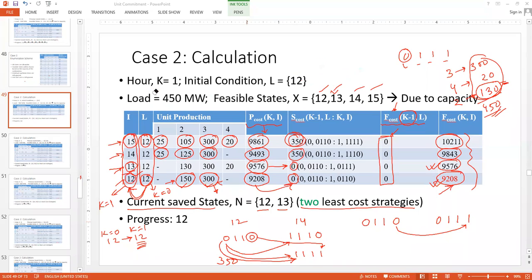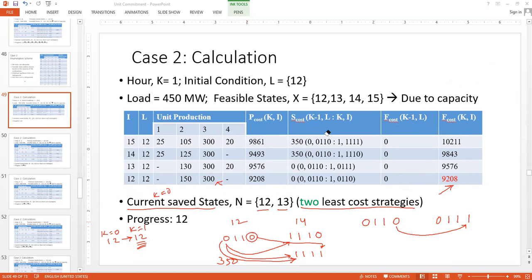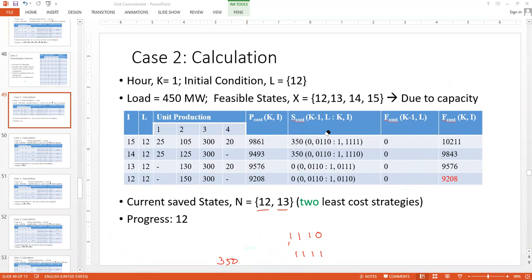Now we do the same thing. We apply the same sort of steps for hour number 2 with a different demand. Of course the demand would be increased. Probably it is 550. Okay, so let's see. So in the next hour, k becomes 2. These n values become L. They become the elements of the set L.